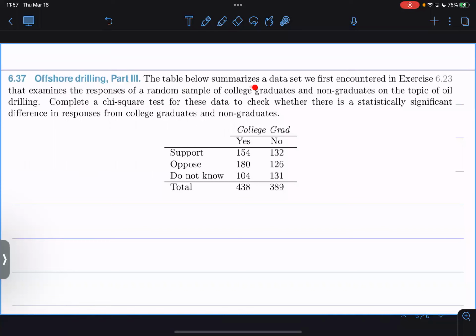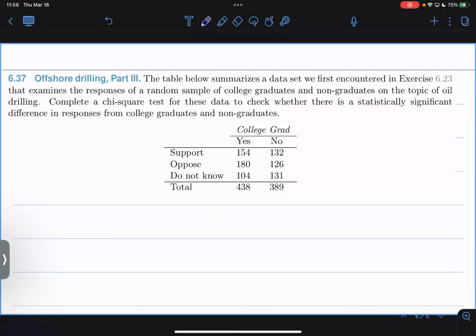So the table below summarizes a data set we first encountered earlier, that examines the responses of a random sample of college graduates and non-graduates on the topic of oil drilling. Complete a chi-squared test for these data to check whether there's a statistically significant difference in responses from college graduates and non-graduates. Okay.